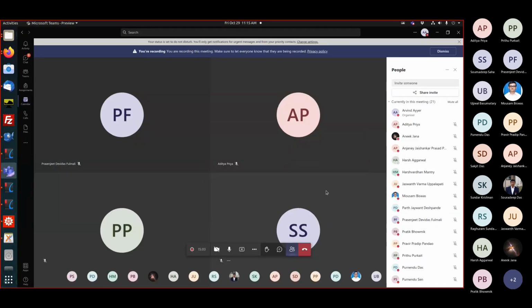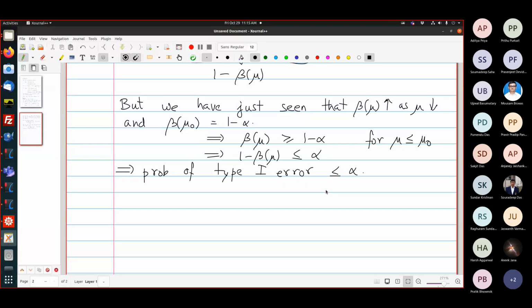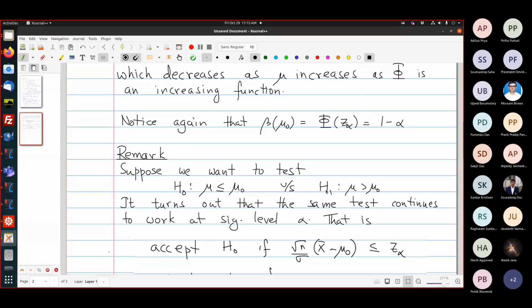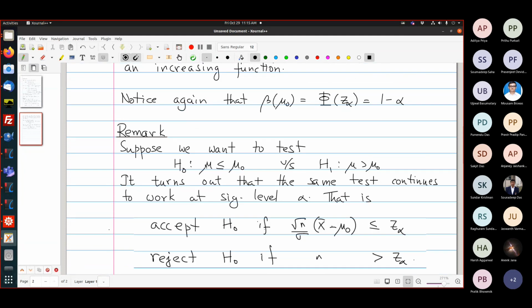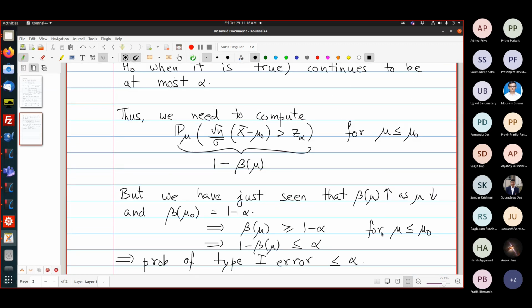Okay, so the null hypothesis, if the alternative hypothesis is that mu is greater than mu naught, whether the null hypothesis is mu equal to mu naught or mu less than or equal to mu naught, we have the same exact test. Okay, this simplifies our life a little.